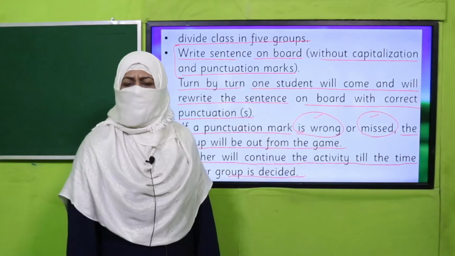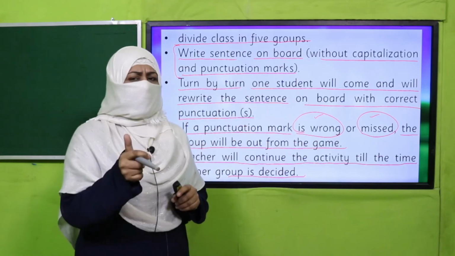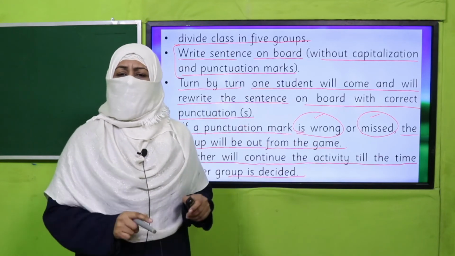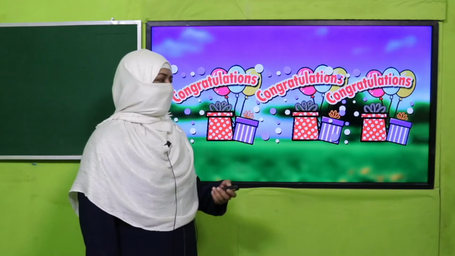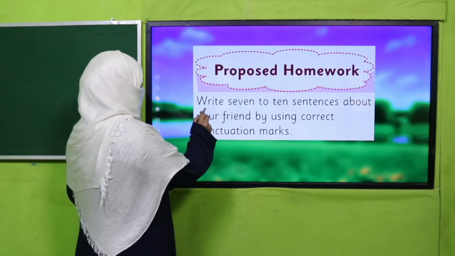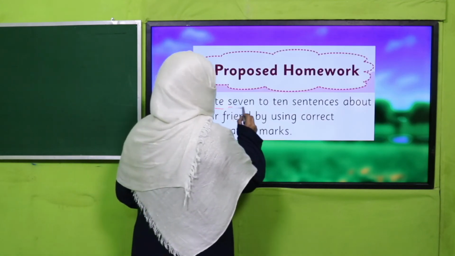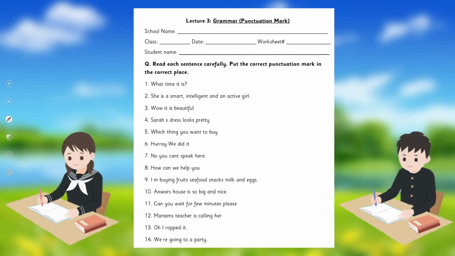Yes, my dear students, I know you have done it very nicely. So everyone is a winner, but for the winner group, congratulations. That's good. All right, now I'm going to give you homework. You will write 7 to 10 sentences about your friend using correct punctuation marks. Okay, this is your homework and here is the worksheet.